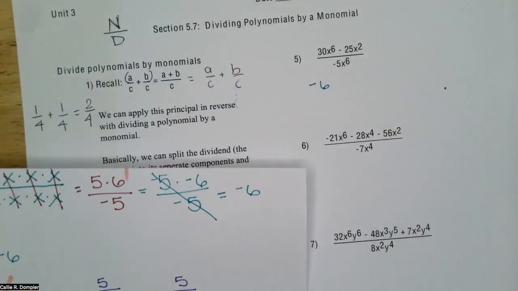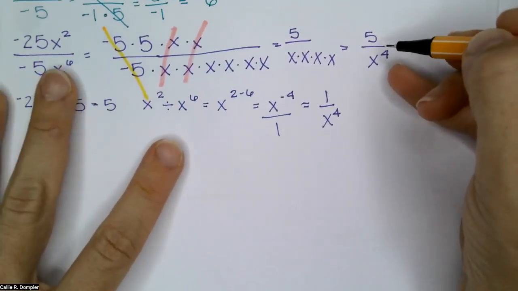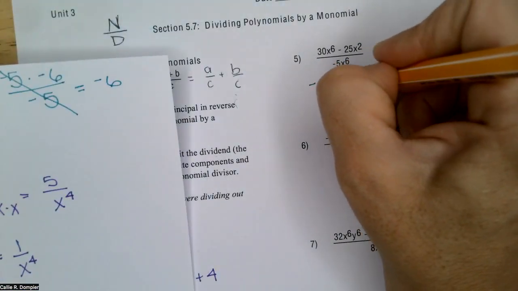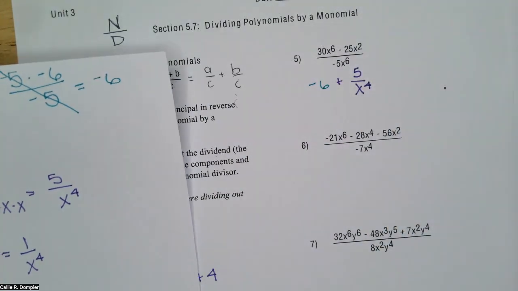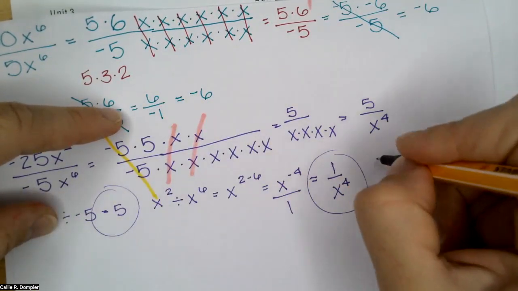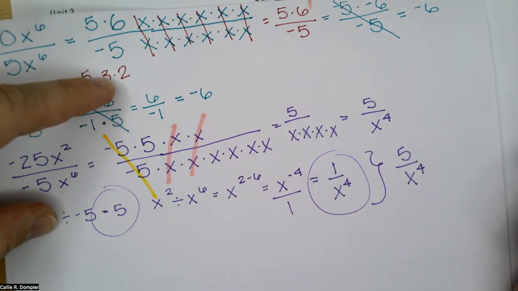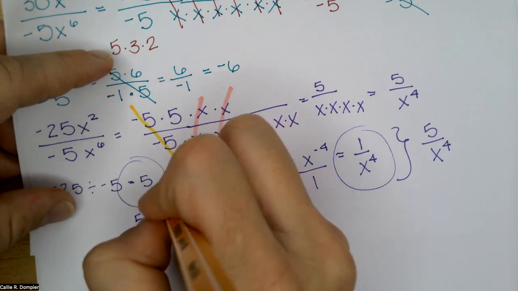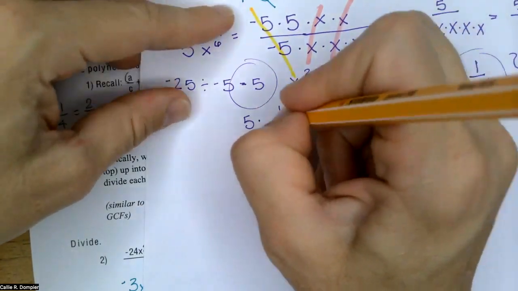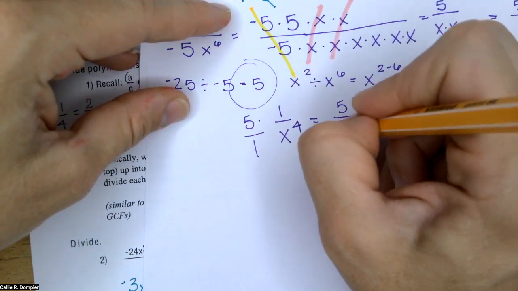Okay. So we have negative 6, and then we have plus, right? Because the negative 5 and the negative 5 canceled, so we have a positive 5. So we have plus 5 divided by x to the 4th, because when you combine 5 times 1 divided by x to the 4th, you get 5 over x to the 4th, because we're multiplying them, right? 5 times 1 over x to the 4th is 5 over 1 times 1 over x to the 4th. 5 times 1 is 5. 1 times x to the 4th is just x to the 4th.